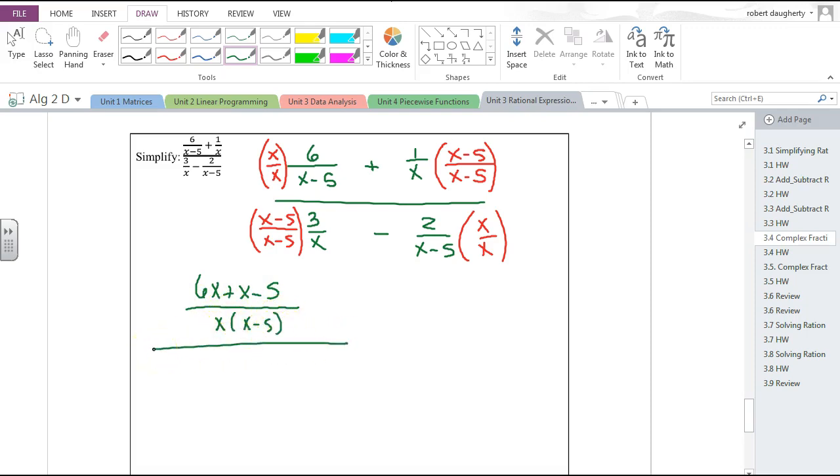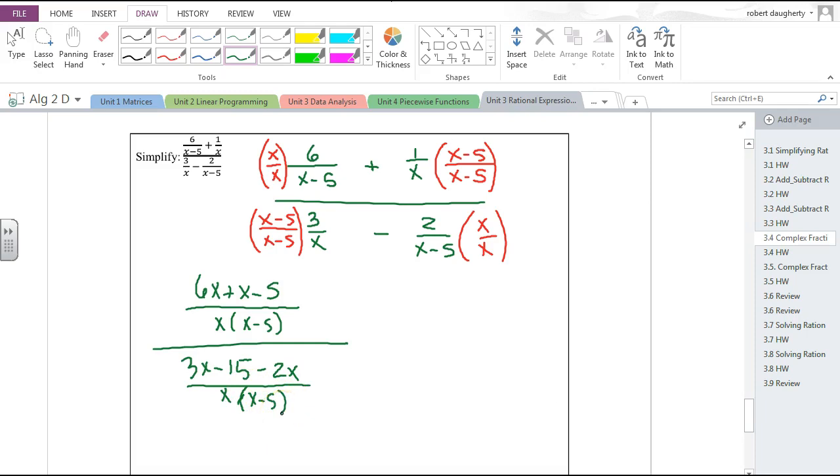And what do I get on the bottom of that fraction? What's 3 times x minus 5? It wasn't the trick question that it's turning out to be. What is 3 times x minus 5? Yeah, 3x minus 15 minus what? Minus 2x, all of that divided by x times x minus 5.